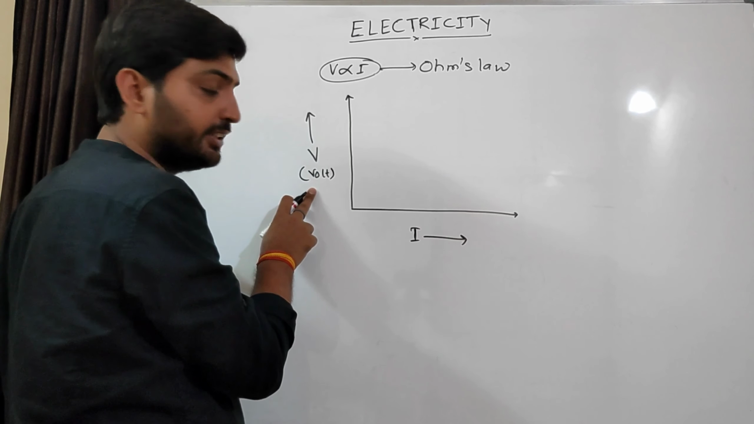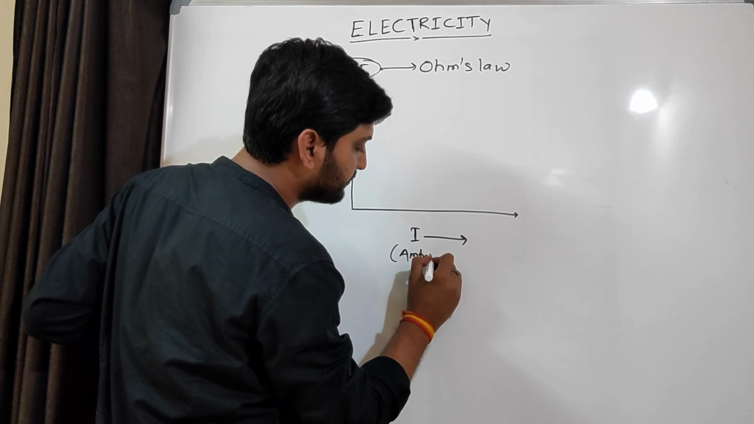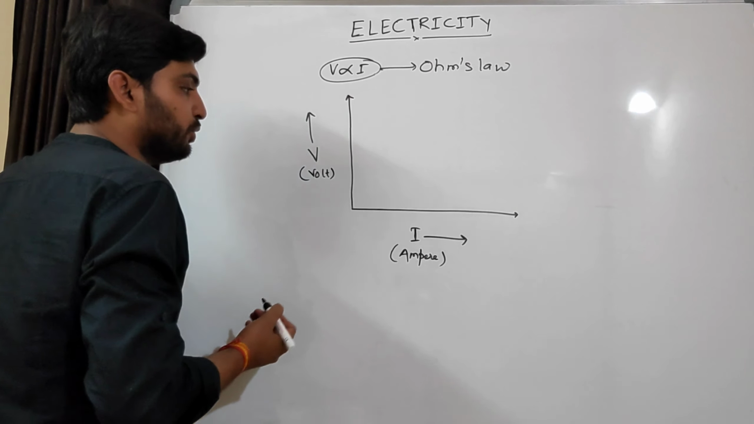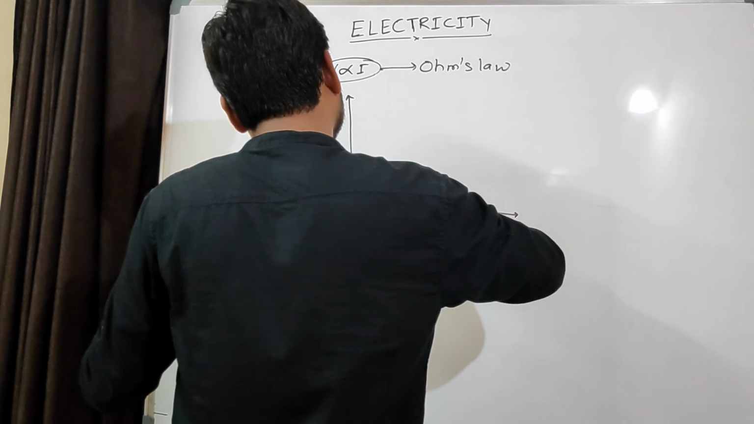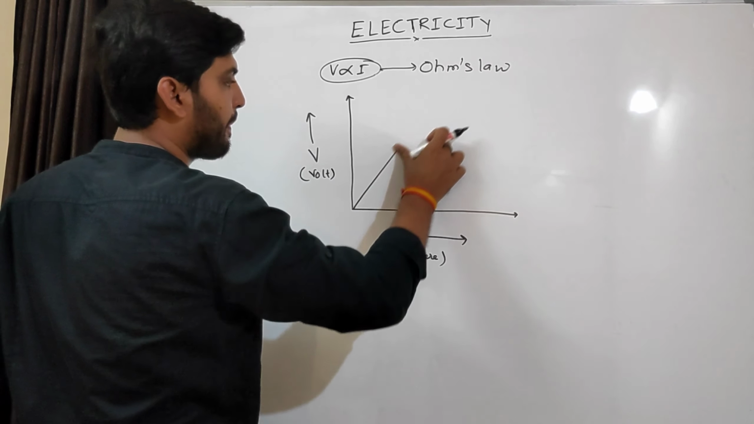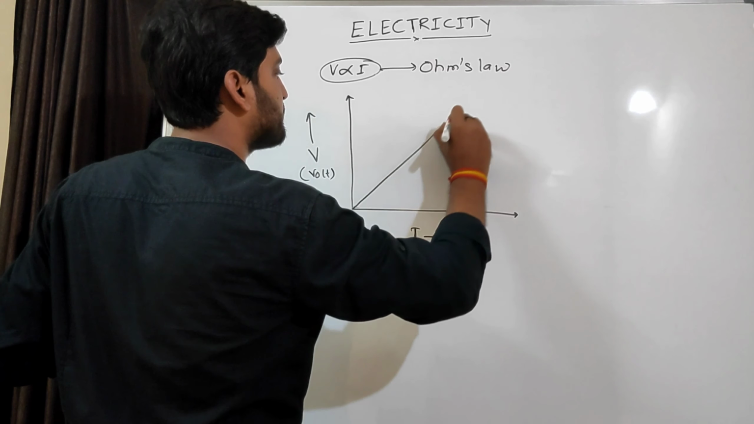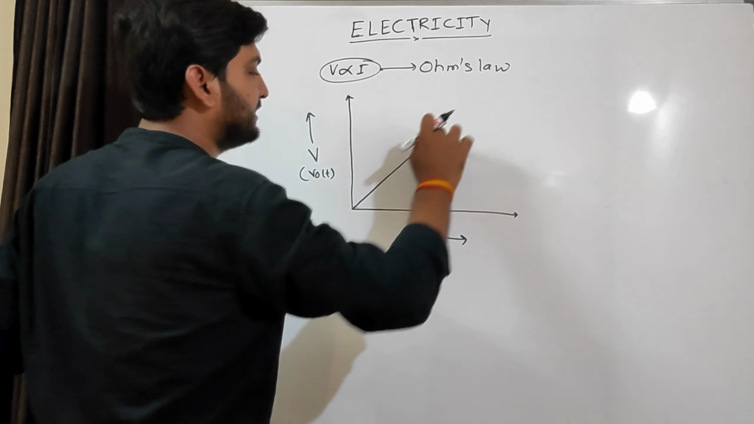SI unit of potential difference is volt. SI unit of current is ampere. Okay, so what will we see? We will see a straight line. This is a straight line.